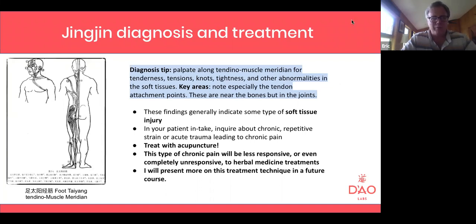So here, let me just give you a quick little insight. Some of you may be familiar with this image here. This is the foot taiyang tendinomuscle meridian, or sinew channel. You can see it starts at the foot and goes up the back of the leg and up into the head. This drawing is pretty interesting. You can see it's not drawn as a line. It's drawn more akin to muscles, but it's not exactly the anatomical muscles. And the pathways are similar, but not quite the same.